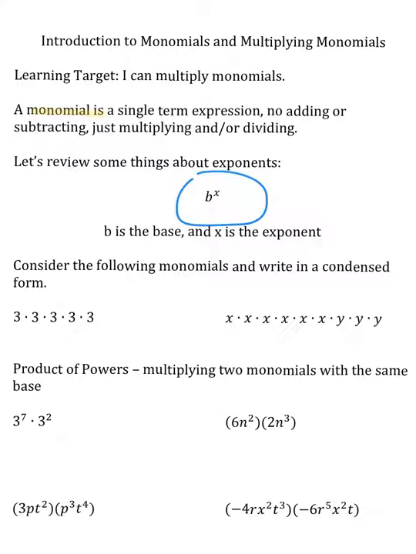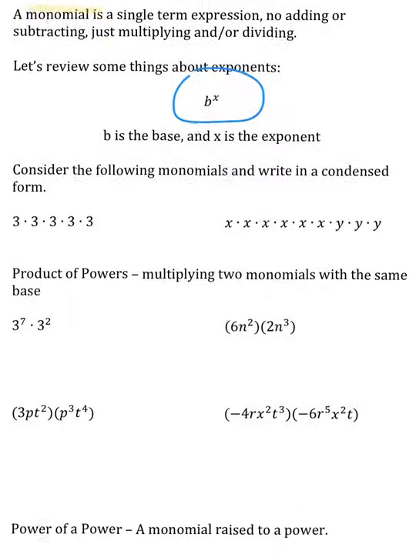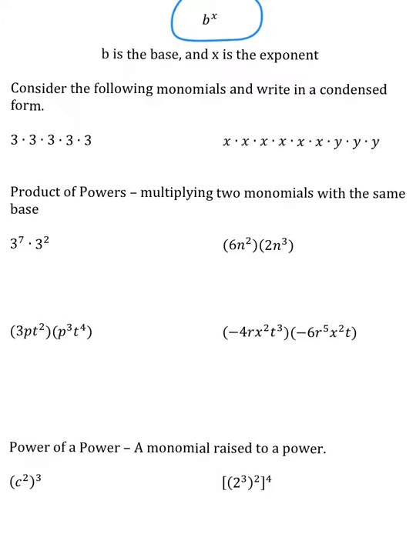So now we are going to consider the following monomials and write them in a condensed form. Okay, so here we have 3 times 3 times 3 times 3 times 3. Okay, and we have 1, 2, 3, 4, 5 threes. Okay, so we would call that 3 to the 5th, because there are 5 threes.